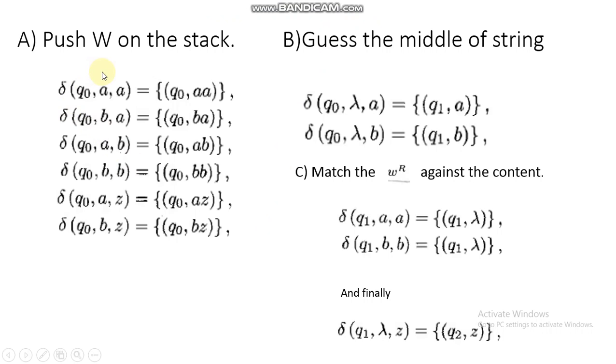First step is how to push W onto the stack. Suppose the stack has the bottom symbol Z. We have already known the last symbol of the stack is Z. If a comes, a is pushed into the stack. If b comes, b is also pushed into the stack. There may be other chances: after a comes, a or b comes; after b comes, b or a comes. These are all the chances with a and b. If a comes, a is pushed into the stack. If b comes, b is pushed into the stack. If a comes after b, also push into the stack. If b comes after a, also push into the stack.